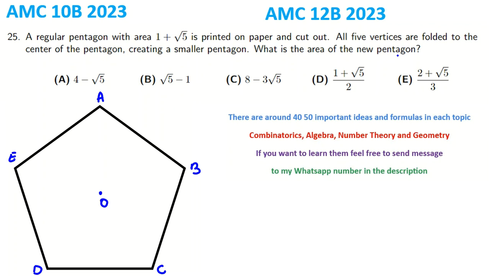Okay. So, the most important part is: what does "folded to the center" mean? If we want to see this, A goes to O. So the new edge that will be created is the perpendicular bisector of AO. If you imagine or do it on real paper, you will see it happens. The new edge that will be created is what?